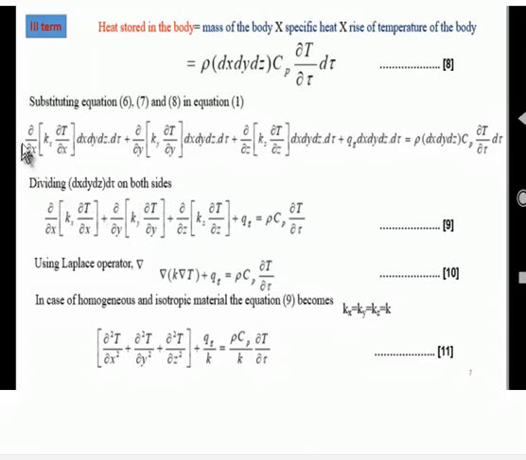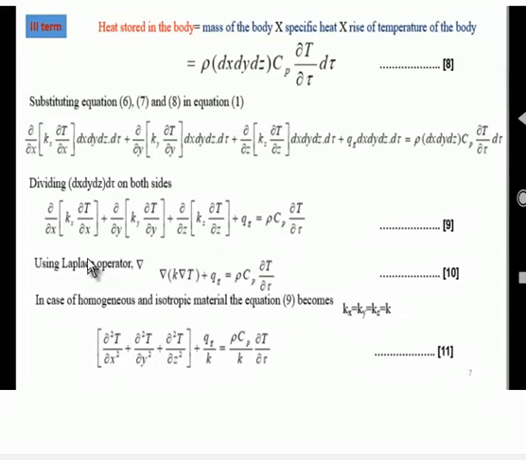So we will have dou by dou x into kx dou t by dou x. This and this will get cancelled, and dou by dou y into ky dou t by dou y plus dou by dou z into kz dou t by dou z, plus here we put small qg, is equal to rho cp dou t by dou tau. This is our equation number 9. After dividing all these terms, we get this equation.